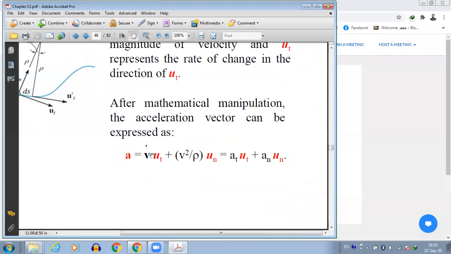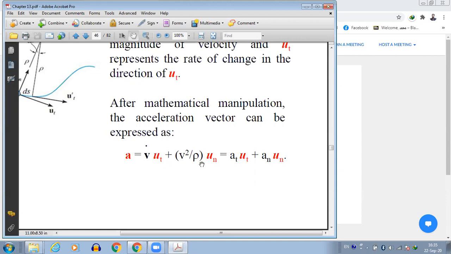So we can write it like this: a is equal to v dot ut plus v square upon rho un. Now how do we come up with this formula, v square upon rho? We don't need to go into that derivation. If we want to find the formula for the normal component of acceleration, it's v square upon rho. There's a small derivation in the book. If you want, you can go through it. Anyway, that is not important here from the point of view of application.